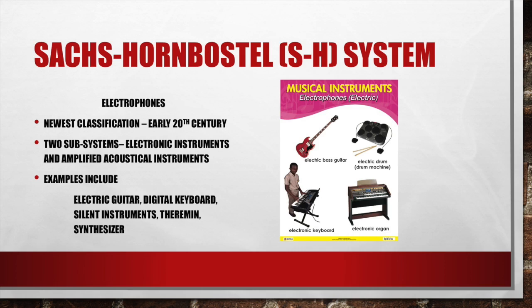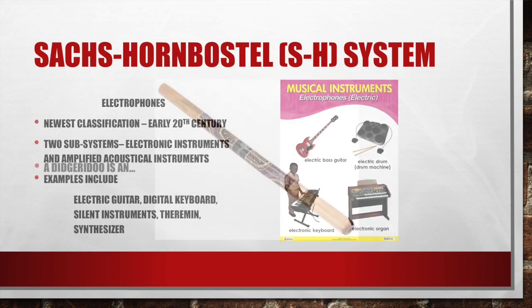An example of an electronic instrument is a synthesizer, which uses different electrical waveforms to augment and create pitch. An example of an amplified acoustical instrument would be an electric guitar. While the sound is amplified using pickups, the original sound comes from acoustic vibrating strings.